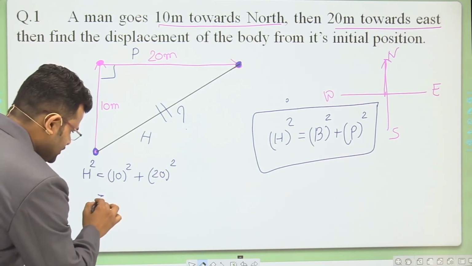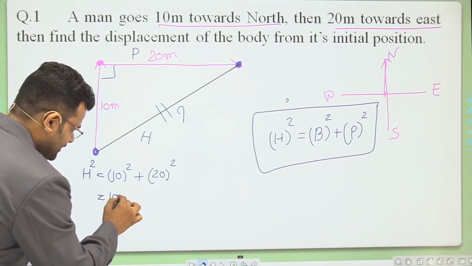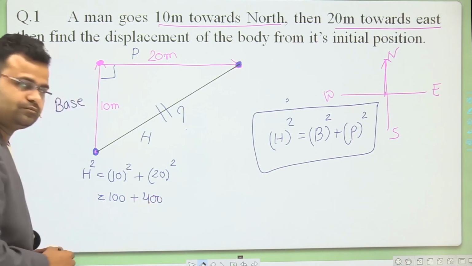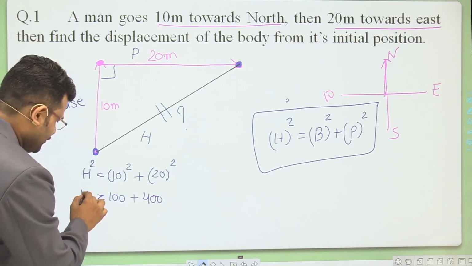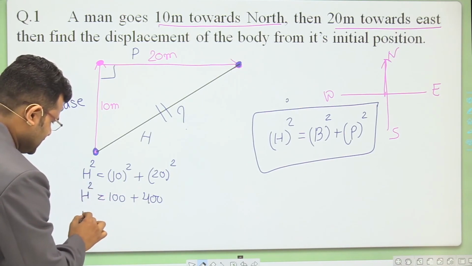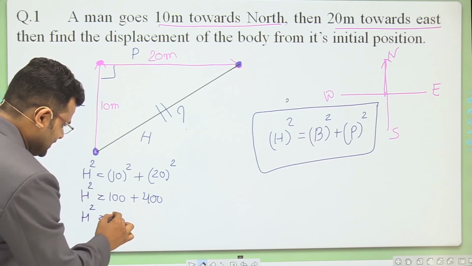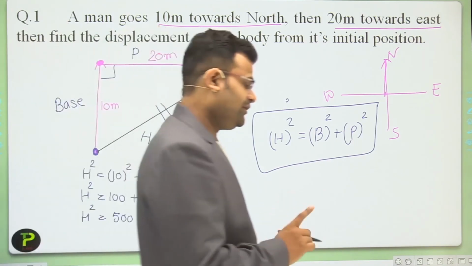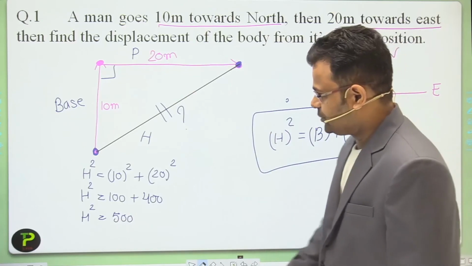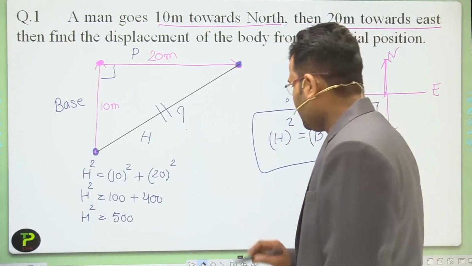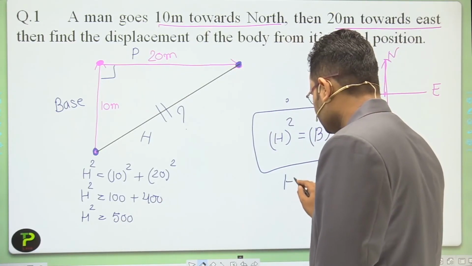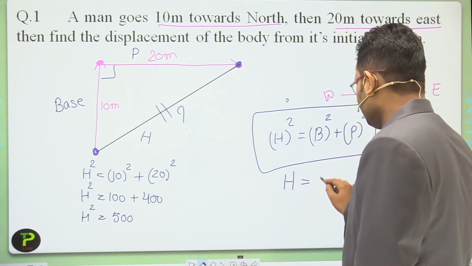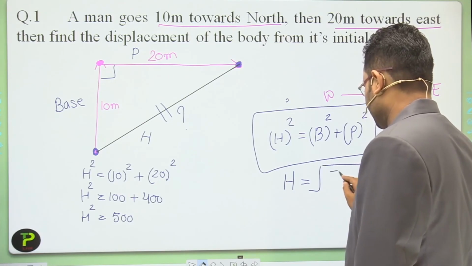Now square both of them. When we square 10, it becomes 100. When we square 20, it is 400. We get the value of hypotenuse square after summing both quantities, that is 500. Now for further solution, when we remove the square, we take the root of 500.